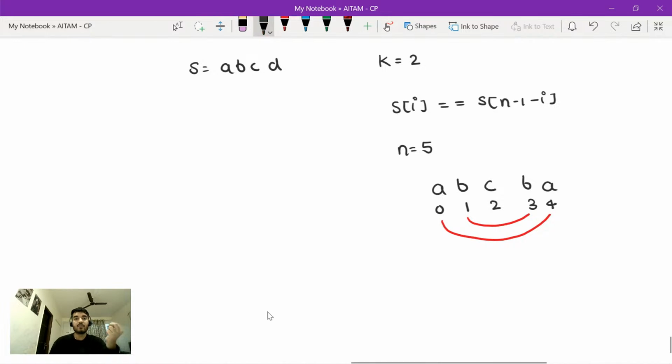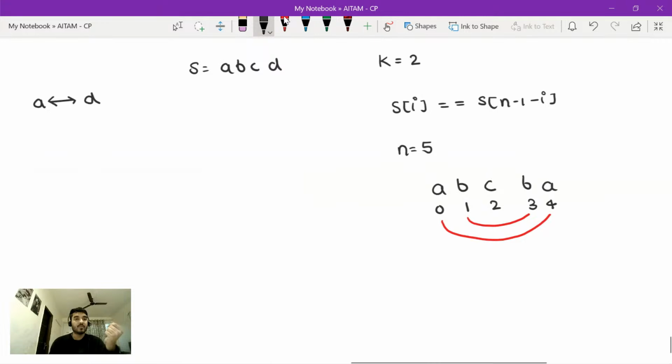Cool. Now, how will I convert this S into a palindromic string? Here I must change this A to D, or we must change this D to A. So how many shifts do we require? If you either change A to D or change D to A, both will require the same number of shifts. A very obvious thing, because we are allowed to select the left shift or right shift both. So both will take the same number of shifts.